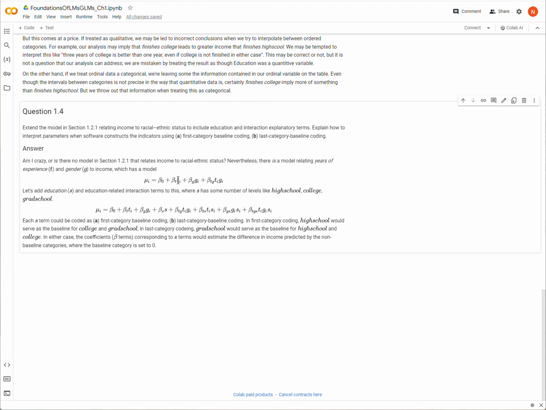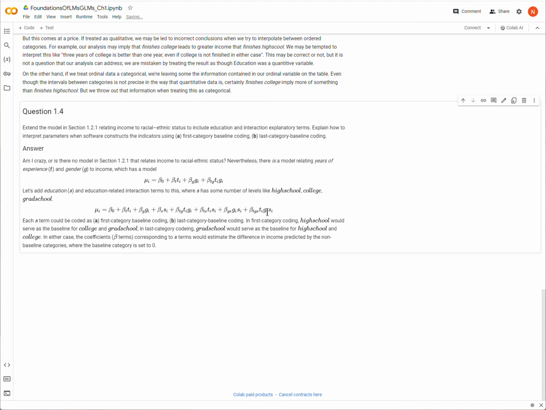Okay. So now to extend this model, I'm going to take this model and plug in some school terms. So first I should have S_i in there. Okay, so first school enters all by itself, the school for that particular individual. And then it also has interaction terms. It has an interaction term with time, or with years of experience, as well as with gender. And then there could also be a three-way interaction here, which I'm demonstrating here.